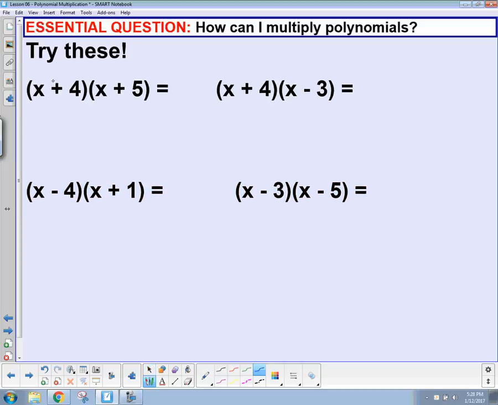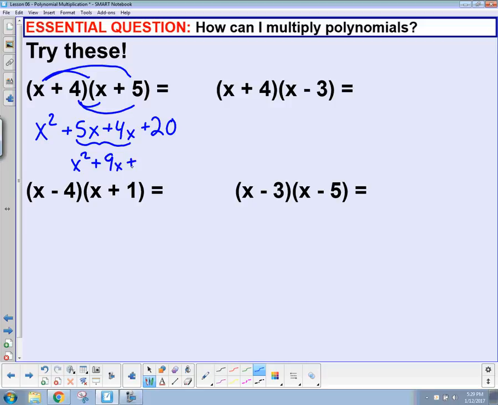Alright, so, FOIL method. First, outer, inner, last. First is going to be x squared, because x times x is x squared. Outer, x times 5 is 5x. Inner, 4 times x is 4x. And last, 4 times 5 is 20. Combine like terms, x squared plus 9x plus 20. You're done. Put a box around it. Boom.